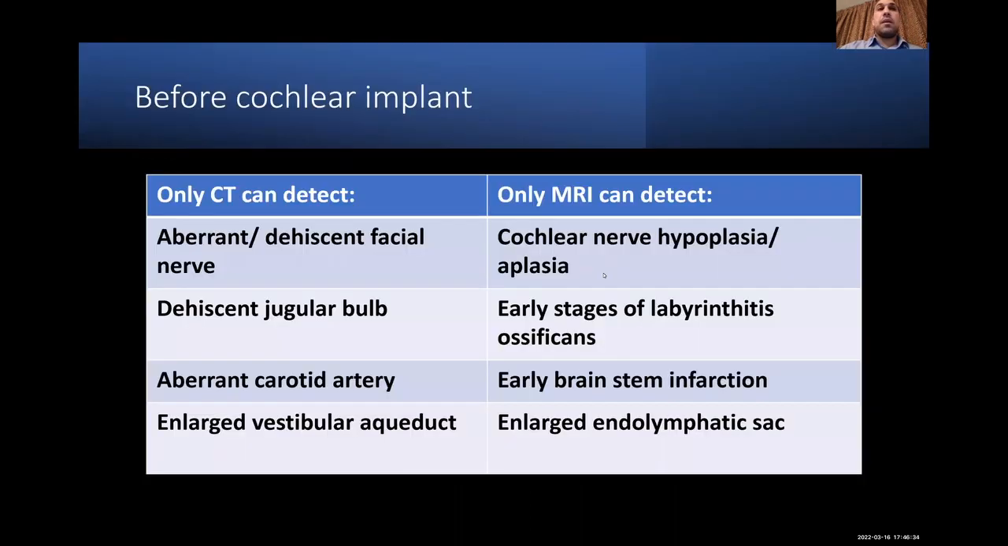Okay. Before cochlear implants, you do need to do CT and MRI. But what is the role of the CT and what is the role of the MRI? The role of the CT is for aberrant or dehiscent facial nerve, dehiscent jugular bulb, aberrant carotid artery, and enlarged vestibular aqueduct. MRI is for cochlear nerve hypoplasia or aplasia, early stages of labyrinthitis ossificans, early brainstem infarction, and the enlarged endolymphatic sac.